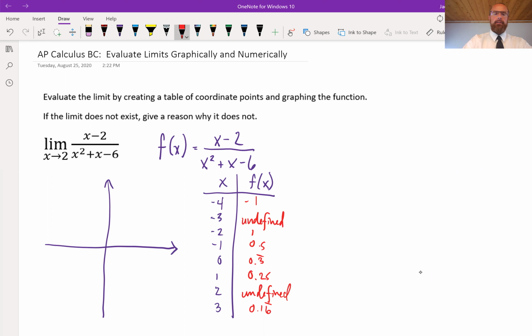So we'll graph that here. I'm going to head out 4 in the left direction. So that one's down at -1, quadrant 3 there. There's a vertical asymptote. That's the undefined part here at -3. And then past -3, -2 bumps up to +1. -1 was at a half. 0 was a third. 1 was a quarter. 2 is undefined. We can go ahead and say what that's going to look like on the graph.